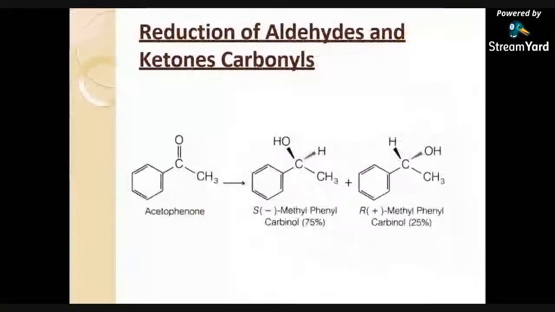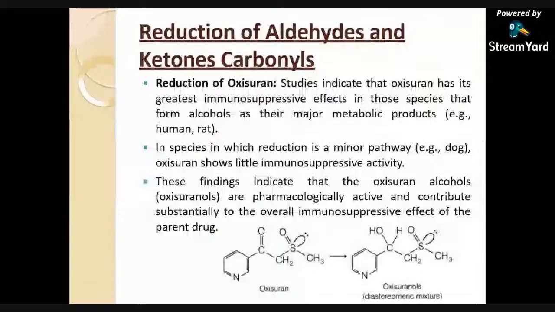Next, one more example is acetophenone, which gives 75% S-methylphenylcarbinol and another one, 25% R-methylphenylcarbinol. So you can see here that from acetophenone only two types of moieties are formed due to the reductive reaction. Okay, then reduction of the oxysuran.